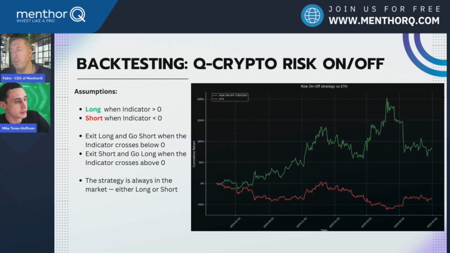Yeah. And I'm sure if you didn't want to short either, you could just sell out of Ethereum when it goes short, just in case people don't have the ability to short crypto. But yeah, very cool. Nice back test.